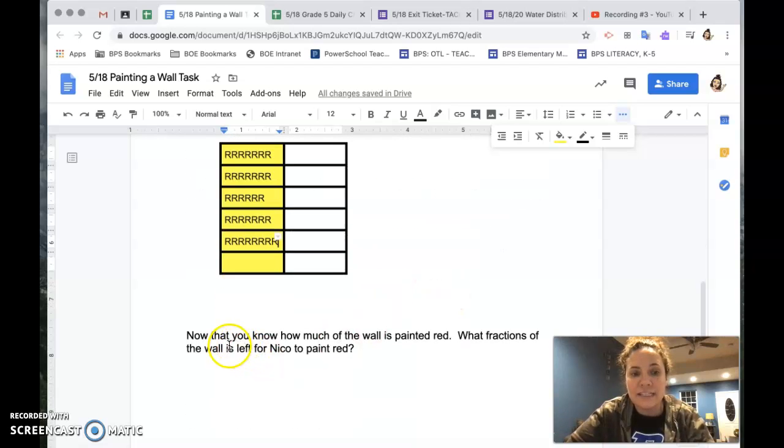Then if we scroll down here, it says, now that you know how much of the wall is painted red, what fraction of the wall is left for Nico to paint red? So this is going to tell you how much of the wall is painted red, and you would have to subtract this from the whole number 1.